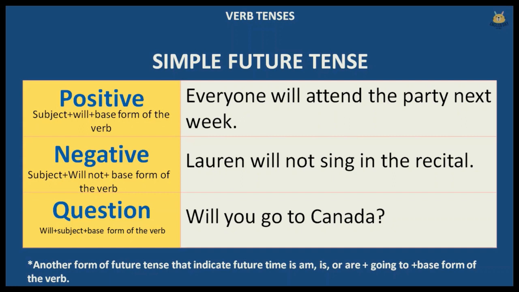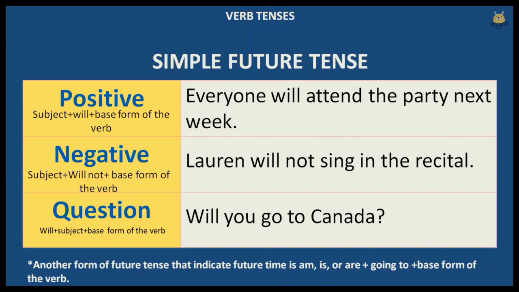Next, to form the negative, we start with subject plus will not plus the base form of the verb. For example, Lauren will not sing in the recital. And lastly, we have the question form. We start with will plus the subject plus the base form of the verb. For example, will you go to Canada?